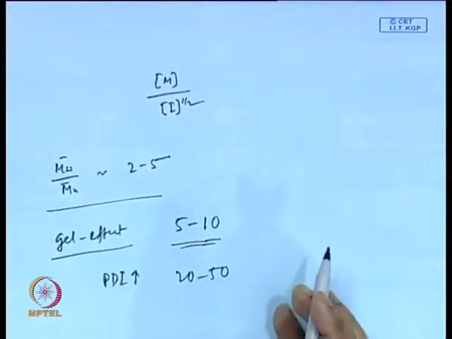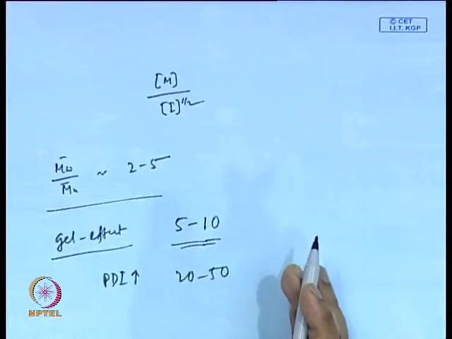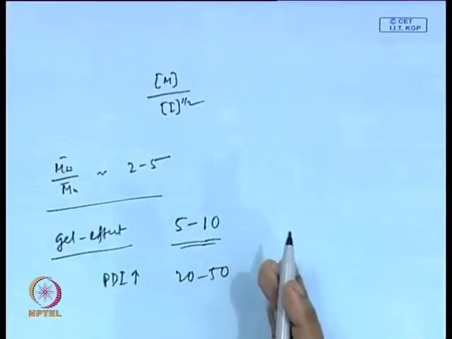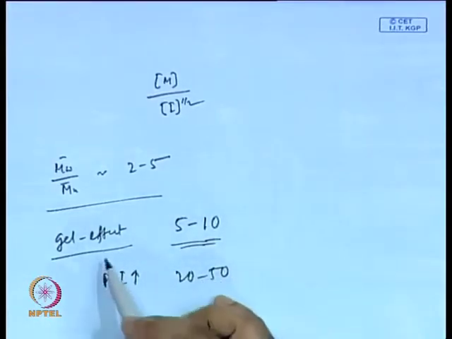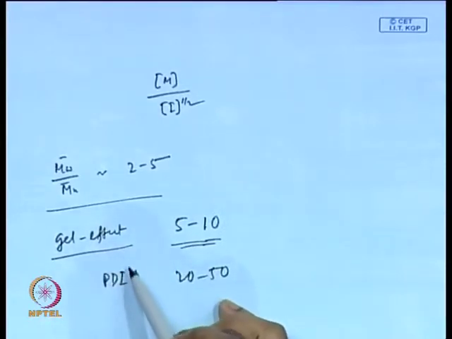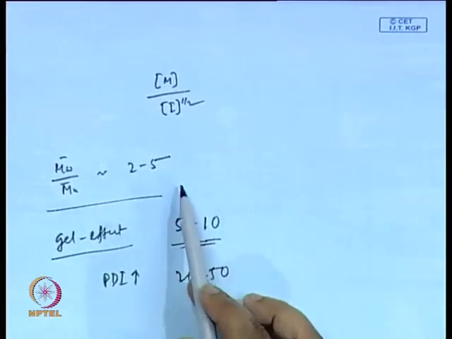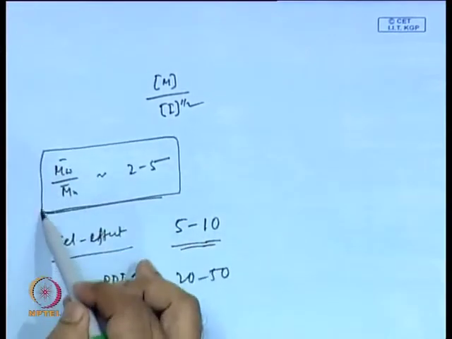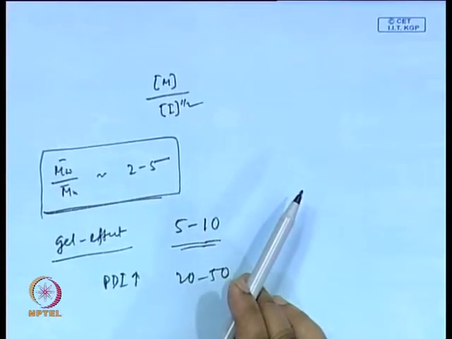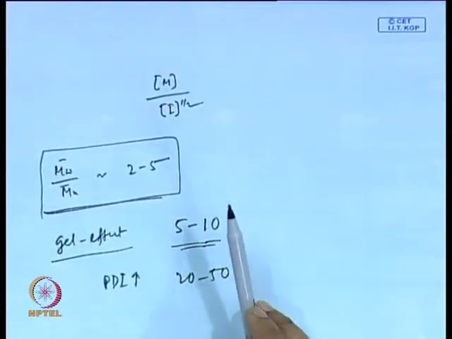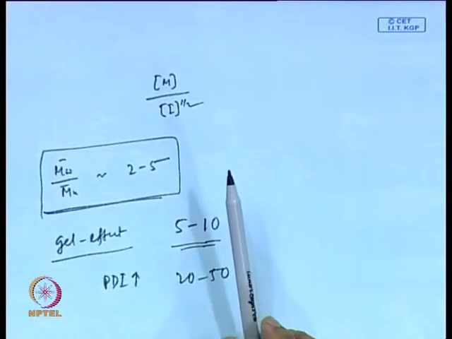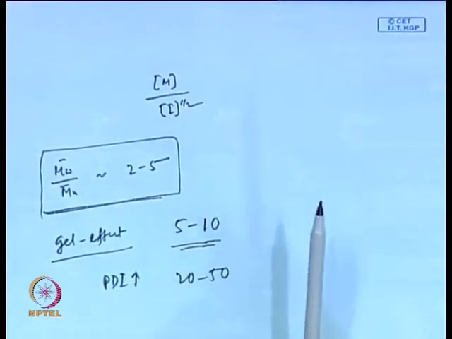Basically, these are not the polymers you want. You want polymers which are as narrow as possible. So, that is why you would like to avoid this gel effect and branching and so on, so that you can get narrower and narrower distributions. These are the most typical values of PDI you get from a normal radical polymerization reaction.